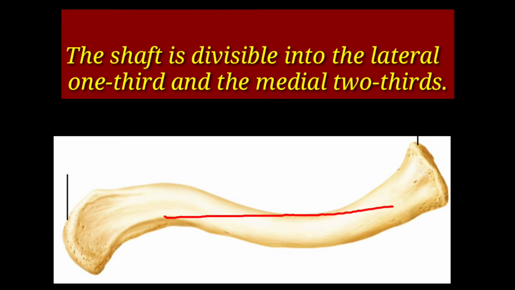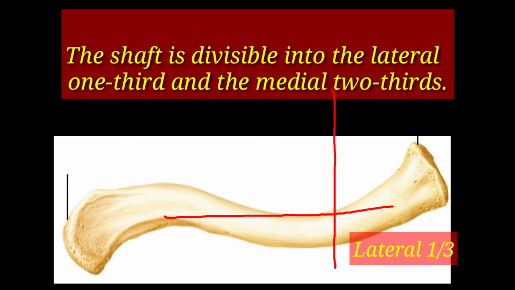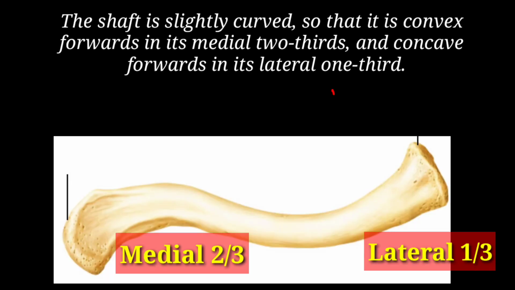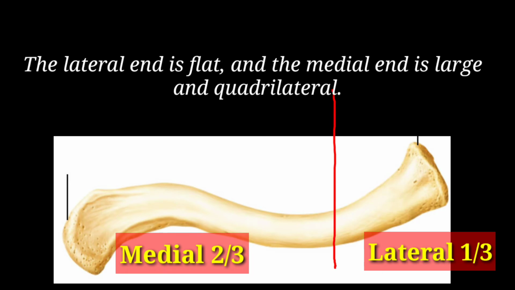This is the shaft and shaft is divided into lateral 1/3 and medial 2/3. The shaft is slightly curved, so that it is convex forward in its medial 2/3 and concave forward in its lateral 1/3. Always remember, the lateral end is flat and the medial end is large and quadrilateral.